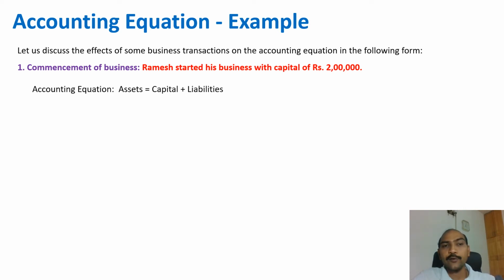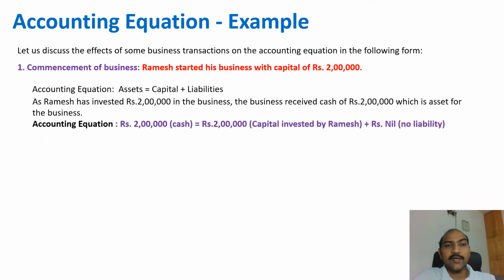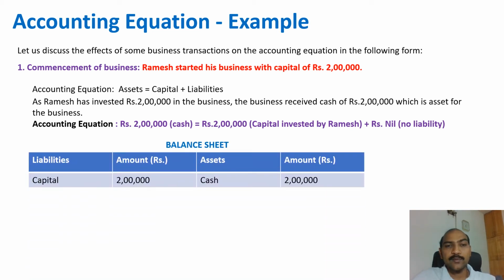What accounting equation have we learned? Assets equal capital plus liabilities. This is what we will apply in each of the example business transactions. As Ramesh has invested rupees 2 lakh in the business, it received cash of rupees 2 lakh, which is an asset for the business. So in the accounting equation, the asset is 2 lakh rupees, that is the cash, equal to 2 lakh rupees of capital invested by Ramesh, and in this transaction there is no liability, so nil is the liability. If I prepare the balance sheet on this day, I have capital of 2 lakh rupees and cash of 2 lakh rupees. So I have an asset of 2 lakh and capital of 2 lakh without any liability.